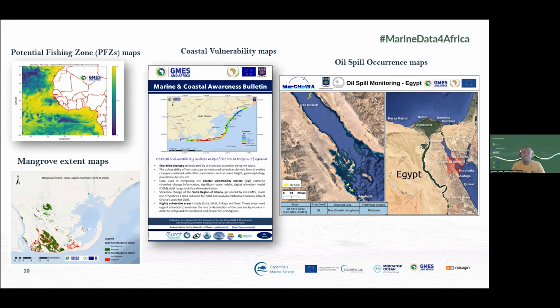We also have the oil spill monitoring service currently running for the northern part of Africa, developed by one of our partners, Sidari, in Egypt. And we see examples of these services on my right. In the middle, we have the last product, which is the coastal areas monitoring product, which looks at coastal vulnerability and shoreline change across the length of Western Africa. Because we're out of time, I'd like to end here.